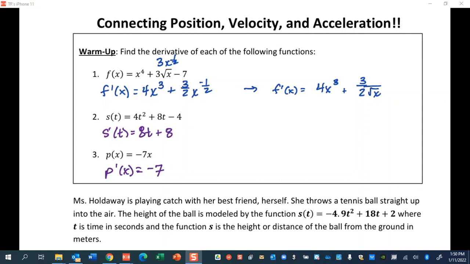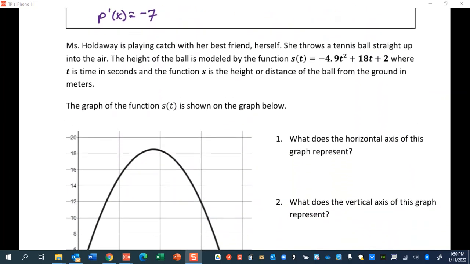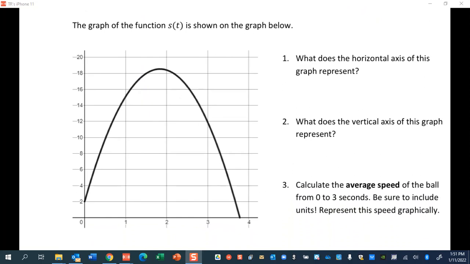All right, here's what you're working on today. Stretching your brains. Miss Holloway is playing catch with her best friend, herself. We need to get Miss Holloway some friends. She throws a tennis ball straight up in the air, and the height of the tennis ball is modeled by that function. T is time in seconds, and the function S is the height or the distance of the ball from the ground in meters. So here's the graph of the function. So here's Miss Holloway holding the ball.